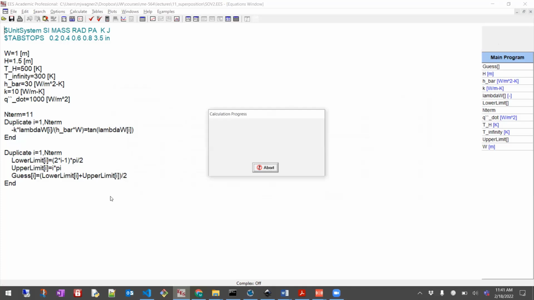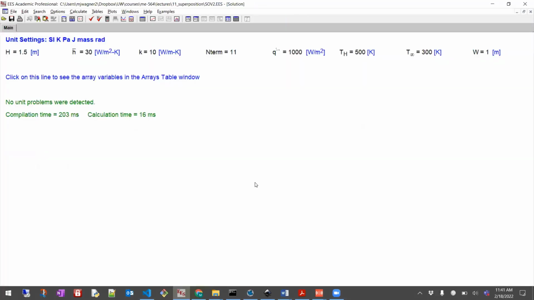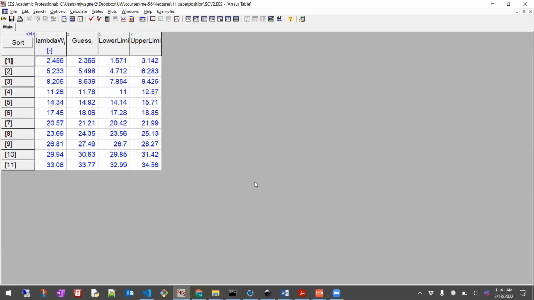Let's do this. So solve it. It's solved. So now if I look at my arrays window, all right, I see lower limit is updating according to that formula I gave, as is upper limit. The guess is right in the middle. And now lambda is solving for each of those different cases. Okay, that's kind of a cool feature, I guess. So now we've actually identified all of our eigenvalues, or our eigenvalues times W, basically. So that's how you do that.